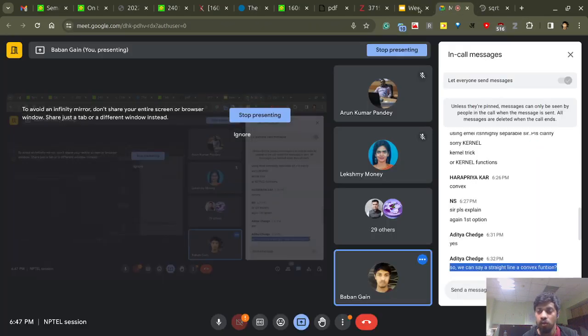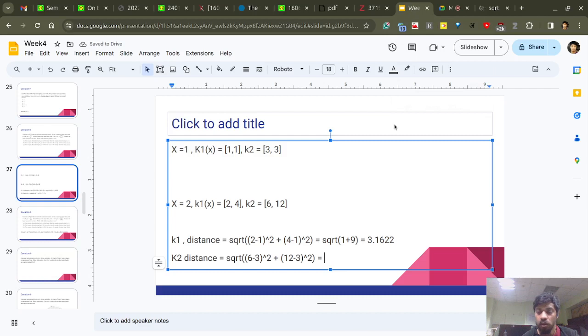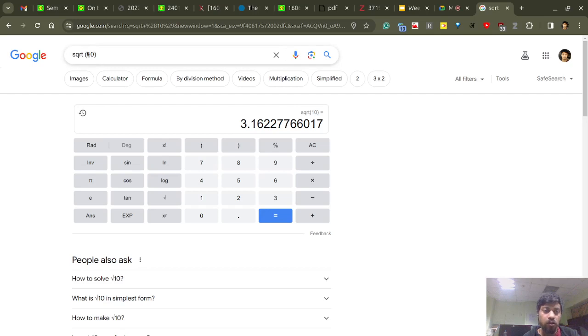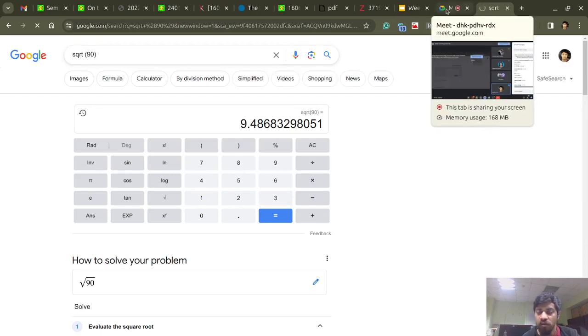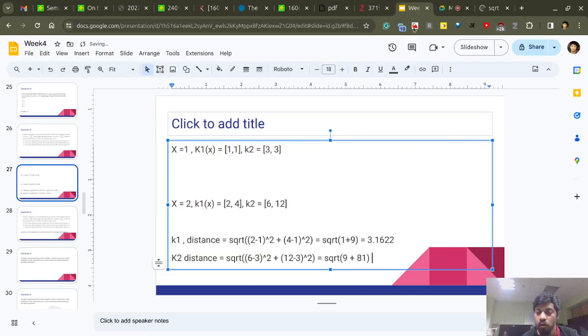Yeah, I'll discuss that. So we are taking square root of 6 minus 3 is 3, 3 squared is 9, plus 12 minus 3 is 9, 9 squared is 81. Okay. So square root of 90, what is that? 9.48, whatever, equal to 9.4.